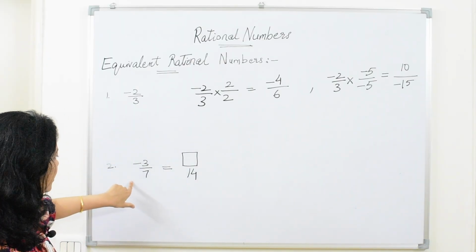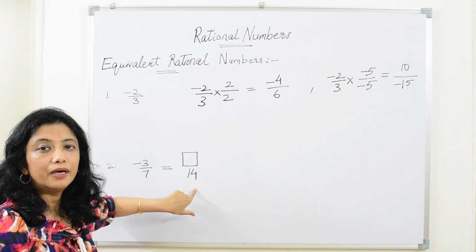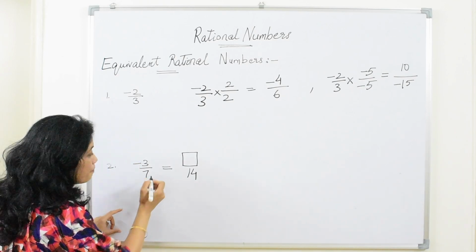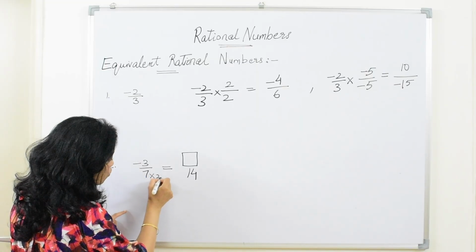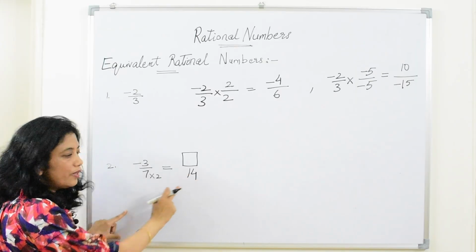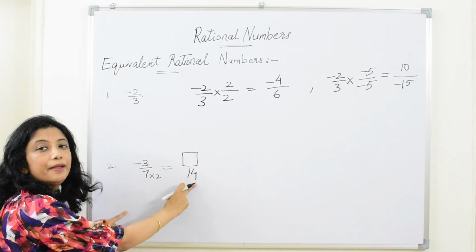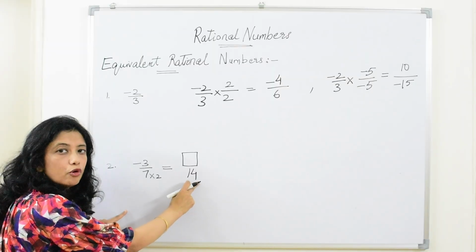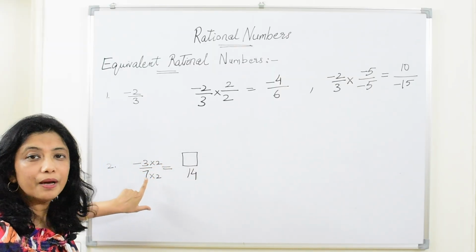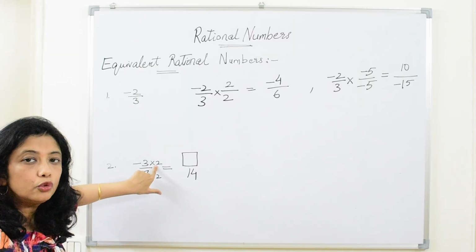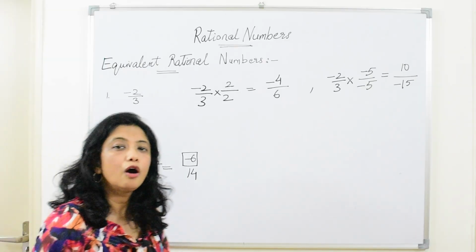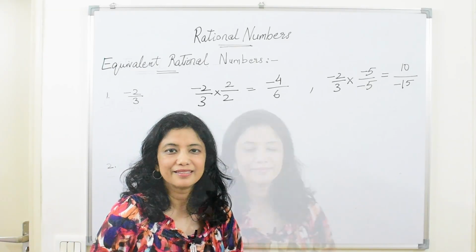Now, see here, we are given that this number is equal to this number. Now, if both the numbers are equivalent, that means we can multiply here with 2 to get 14. We have to make this equivalent. These are already equivalent, but to find the number, we will make this same. 7 multiplied by 2 is 14. So, we will have to multiply the numerator also with the same number. So, here we multiply this with 2, we get -6. So, the answer is -6. So, this is how we find equivalent rational numbers.